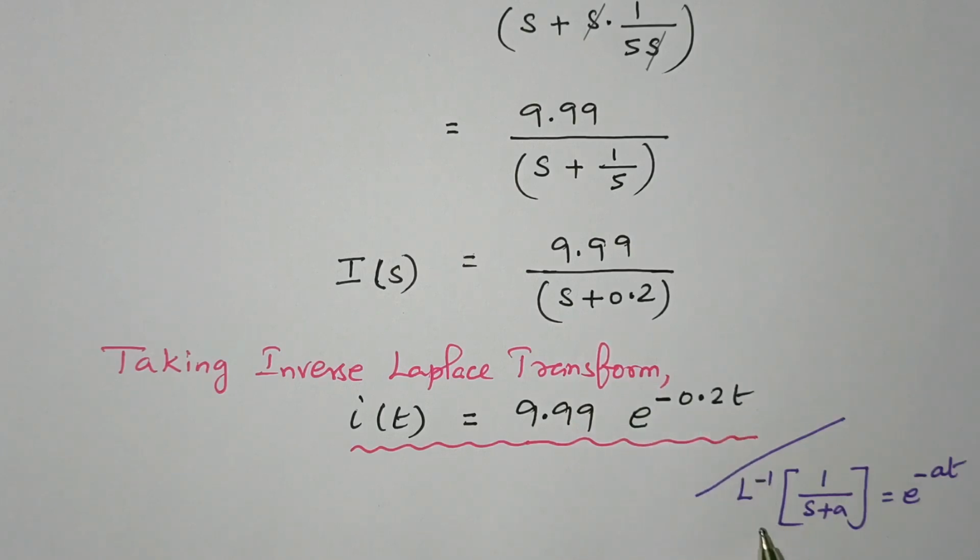That is based on this. Laplace inverse of 1 divided by s plus a is nothing but e power minus at. Here plus means minus, minus means plus. So this a is nothing but here 0.2. So that is e power minus 0.2 t. So the transient current I of t equal to 9.99 e power minus 0.2 t.